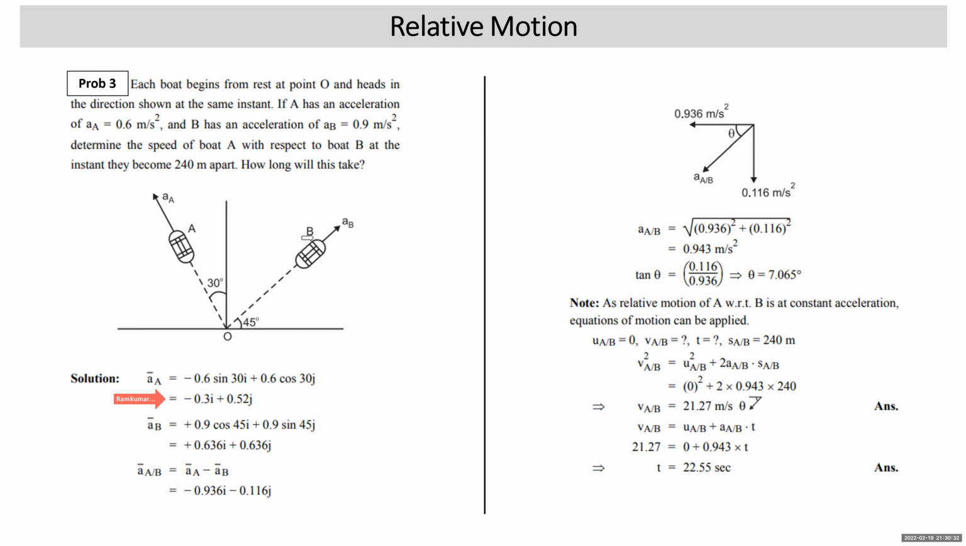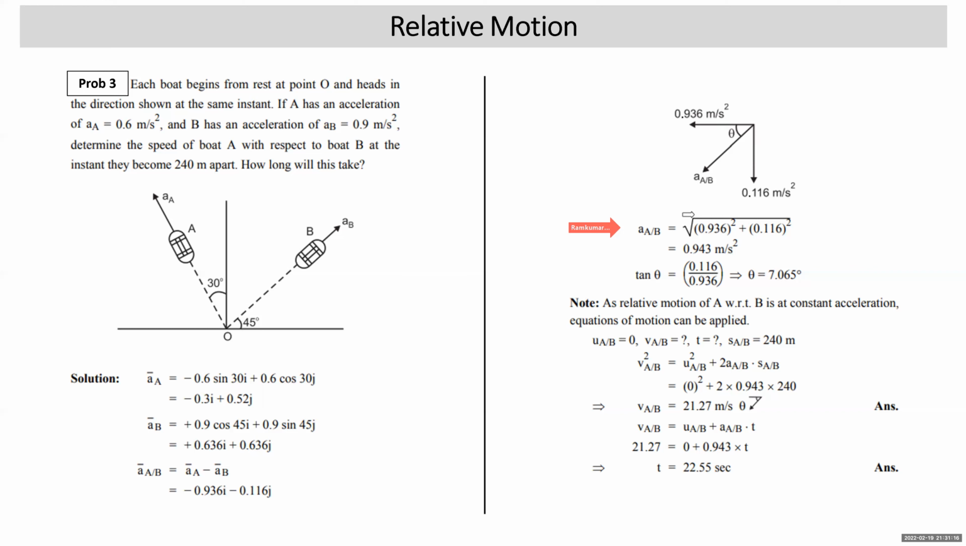Now acceleration of B is 0.9. So 0.9 cos 45 i plus 0.9 sine 45 j. You will get it. Acceleration of A with respect to B is AA minus AB. If you do AA minus AB, it comes minus 0.936 i plus 0.116 j. Now acceleration of A with respect to B, we find magnitude and the direction. Show them. i coefficient is negative, that means to the left. j coefficient negative, that means down. So you got acceleration of A with respect to B. The square root of 0.936 square plus 0.116 square, 0.943 meter per second square. Tan theta is 0.116 upon 0.936. You get the value of theta 7.067. That means relative motion is at angle theta, like this.